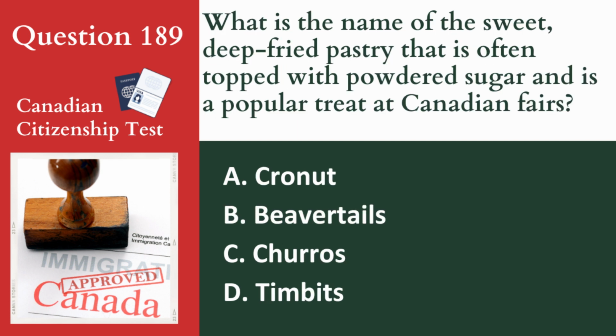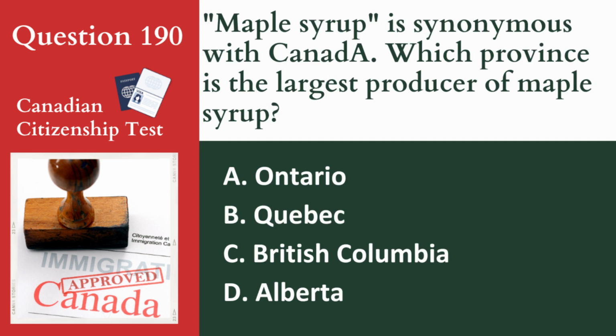Question 189. What is the name of the sweet, deep-fried pastry that is often topped with powdered sugar and is a popular treat at Canadian fairs? A. Cronut. B. Beaver tails. C. Churros. D. Timbits. Answer. B. Beaver tails. Beaver tails, known for their resemblance to the tail of a beaver, are a popular pastry in Canada.